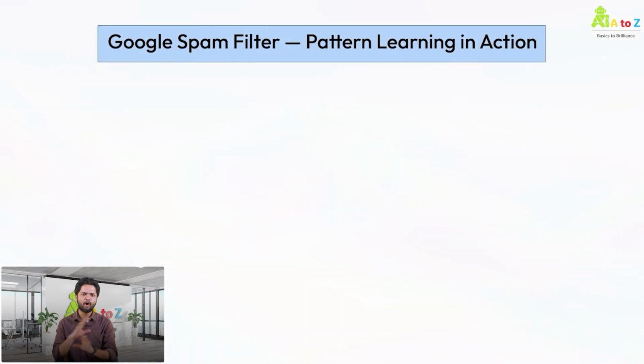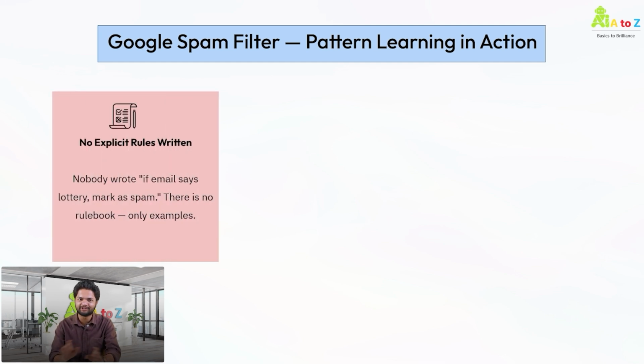Now, let's ground all of this in a real system that you have actually used, your email spam filter. There are three important things happening here. Let's take them one by one. First, no explicit rules were written. Nobody programmed something like if an email says lottery, mark it as spam, because that approach breaks immediately. Spam keeps changing. The wording evolves, the structure changes, and new tricks continuously appear. So, instead of writing rules, the system was trained on examples.